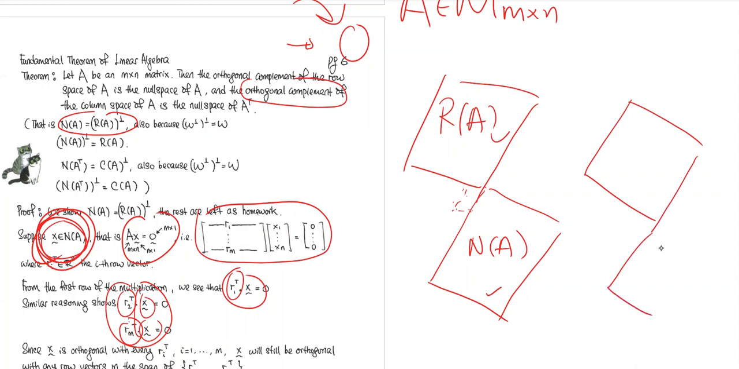We also have another one right here, which says that if you look at the column space of A and the null space of A transpose, they have this relationship. They are orthogonal complements of each other.